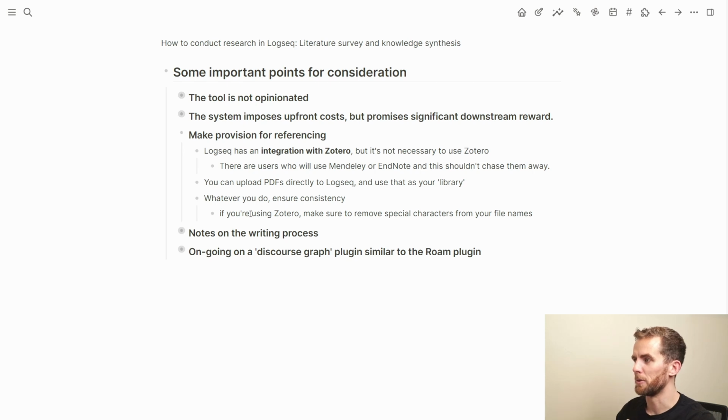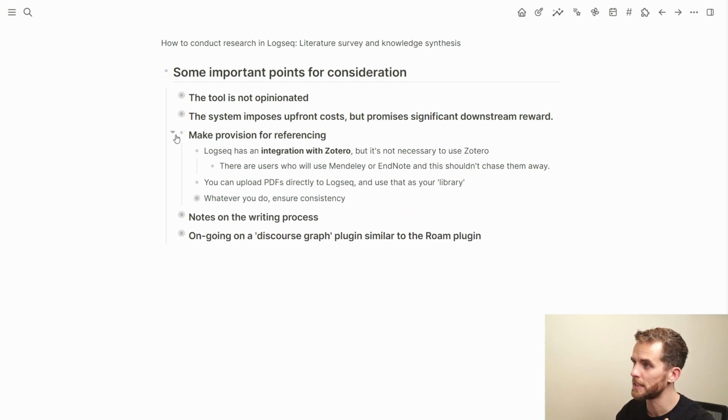If you're using Zotero, important point here, make sure to remove special characters from your file names. I had some issues with this and I lost a lot of information, but came back down the line and realized that it was because Zotero was storing it in a funny way. Not going to go too much into that, just be consistent.